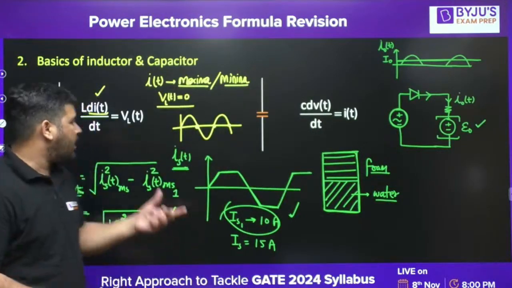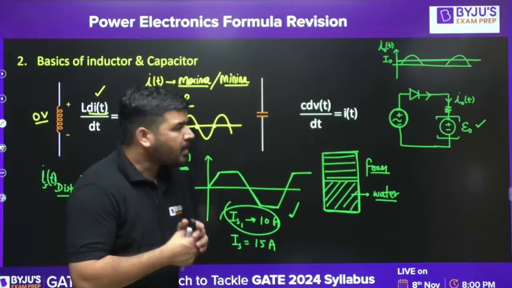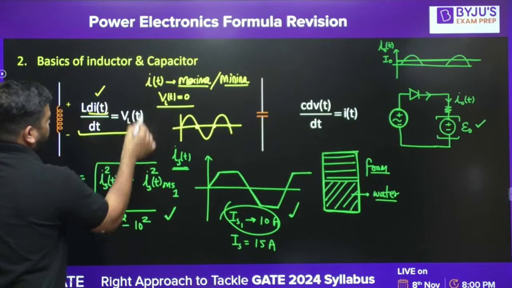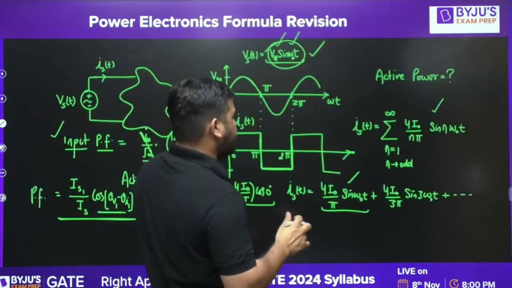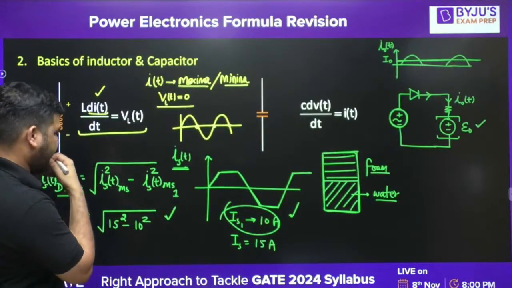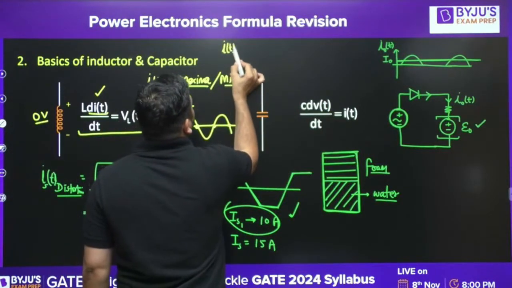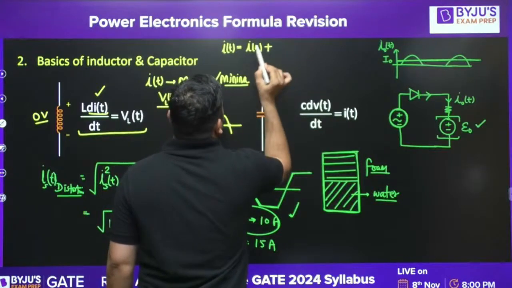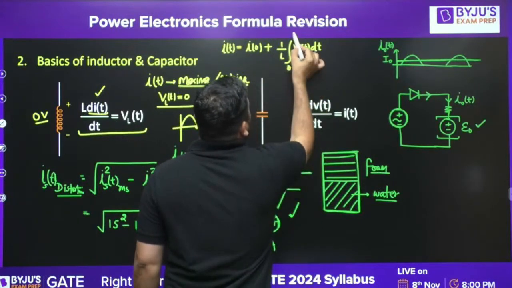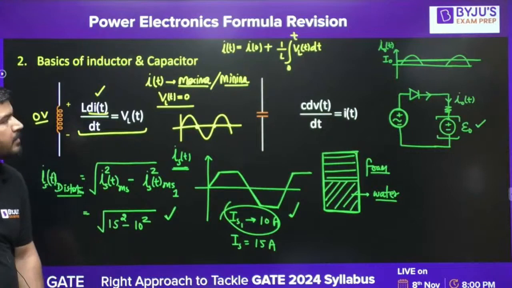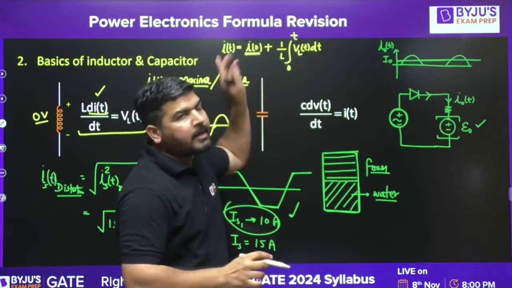According to this differentiation relation, there is one more thing that you can tell. If you invert this differentiation relation, what will you get? Let's take dt on this side. So I(t) will be equal to I0 plus, I'm writing directly, 1 by L integral of VL(t) dt from 0 to t. And this is my I(t). Because I'm starting from 0, I have to take initial current I0. If I'm starting from t naught, I have to take I(t naught).